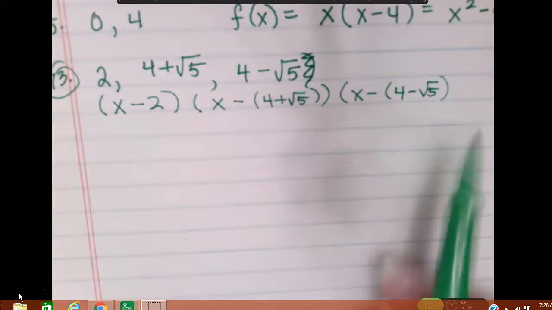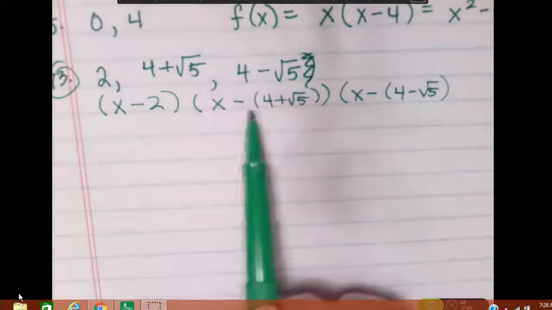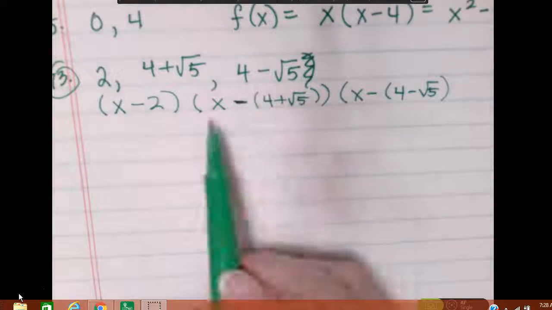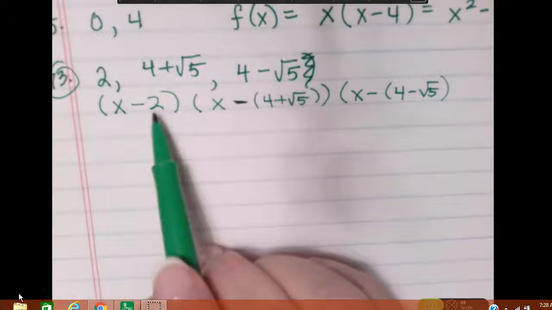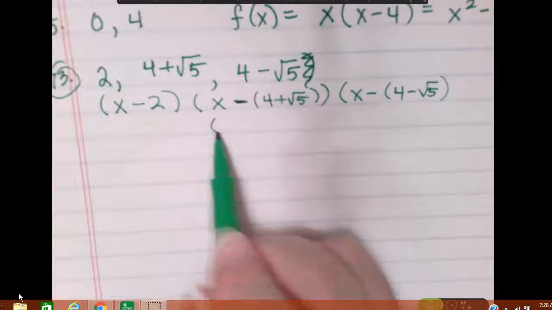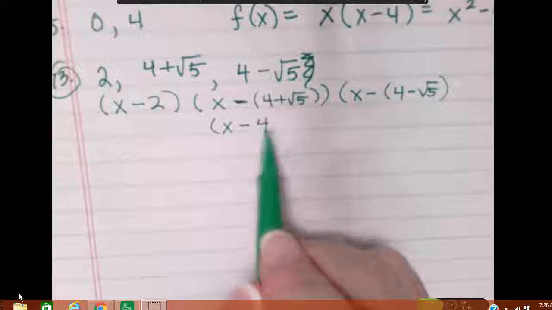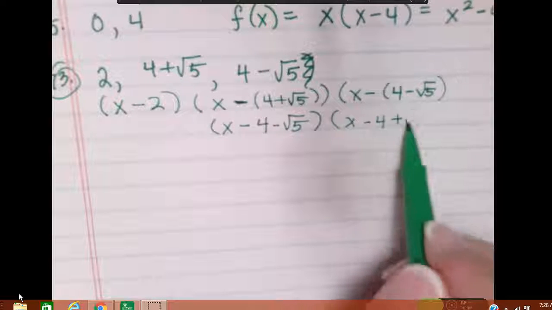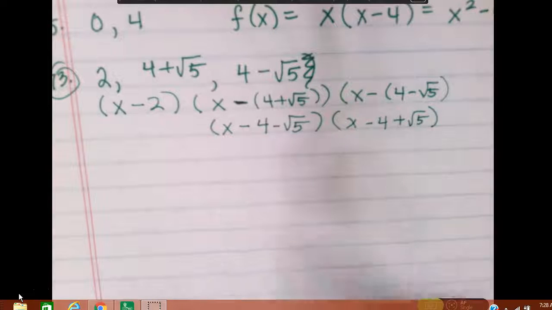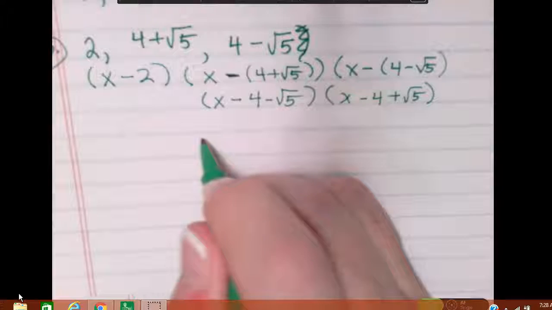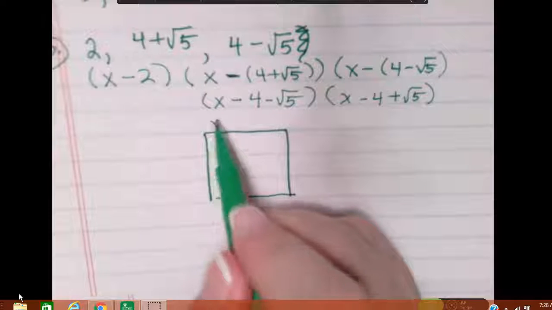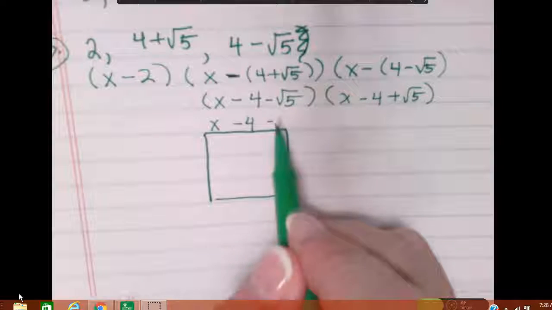So what I want to do in order to find my polynomial is go ahead and distribute these negative signs right here, and then I'm going to FOIL these out, and then I'll multiply whatever I get times this one. So this is going to be x minus 4 minus root 5 times x minus 4 plus root 5. And so whenever I have a 3 by 3, I like to use the box method to factor that out, and that way I don't miss a factor.